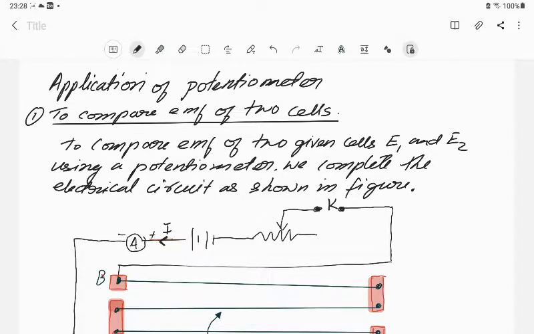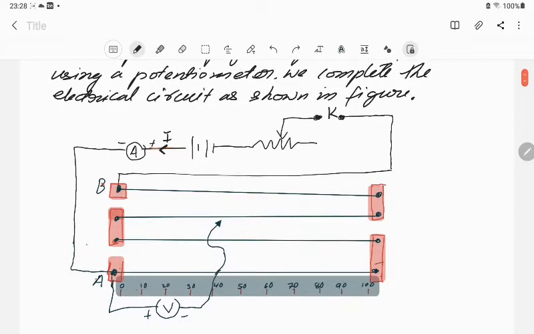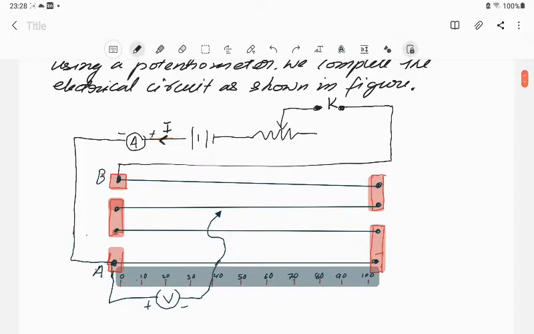So to compare the EMF of two cells E1 and E2 using a potentiometer, we complete the electrical circuit as shown in the figure. So in order to compare the EMF of two cells, we have to draw this electrical circuit. So this is potentiometer. I have just copied this diagram from the previous topic, that is potentiometer.